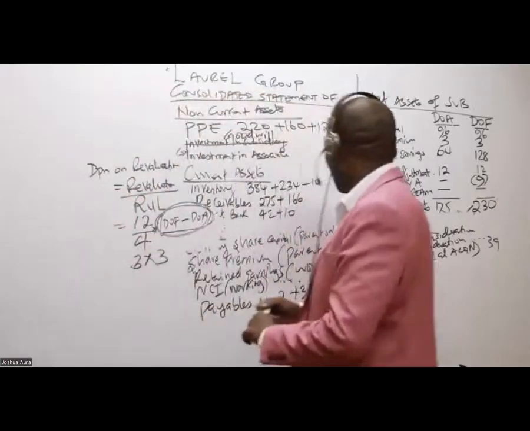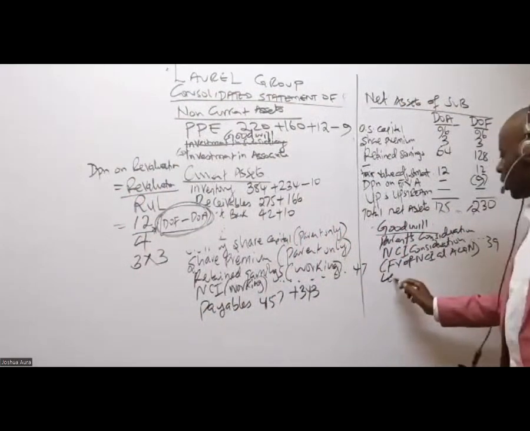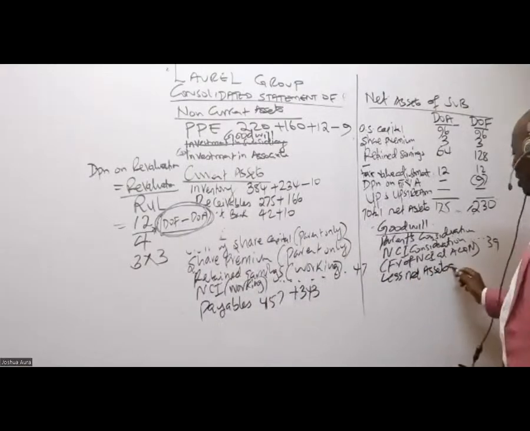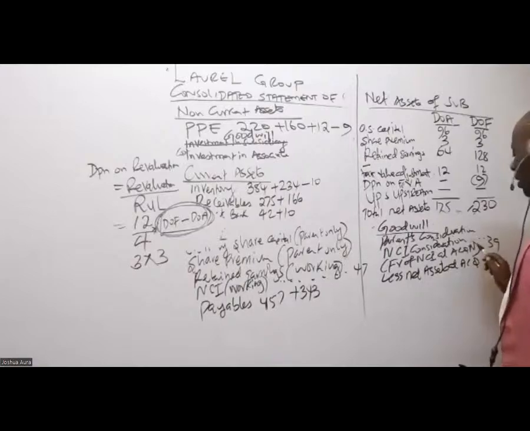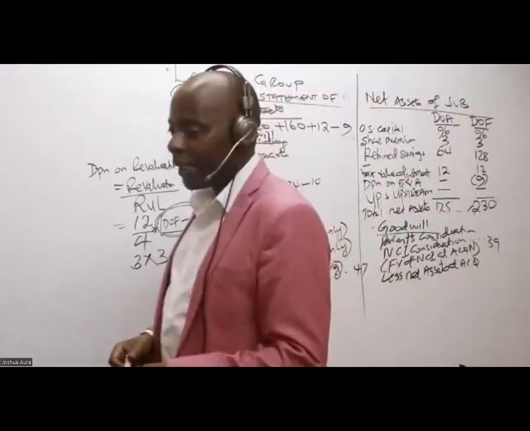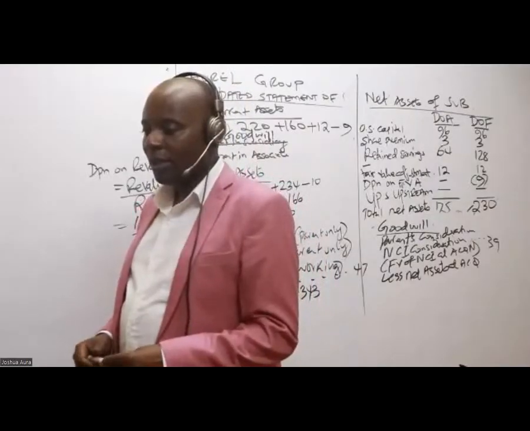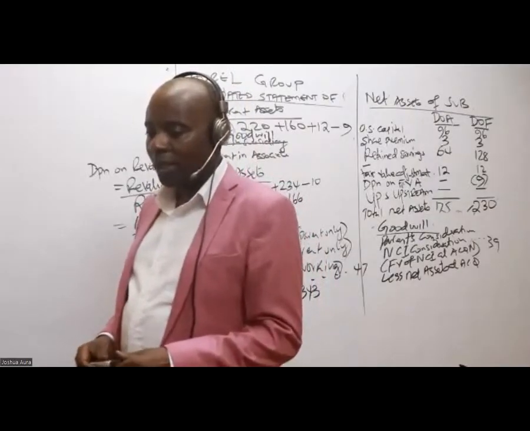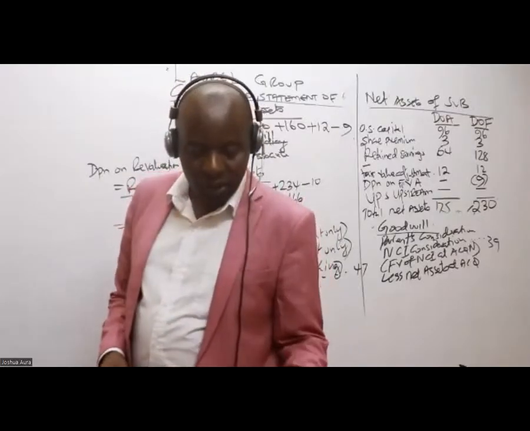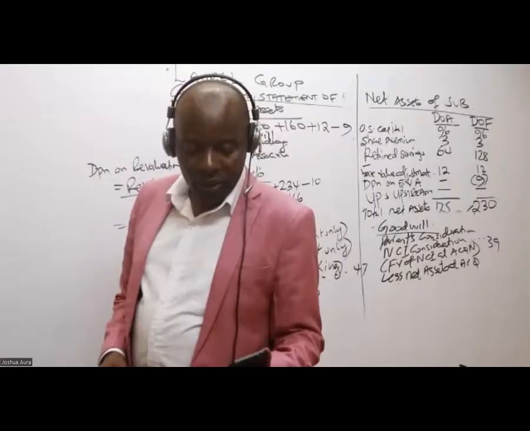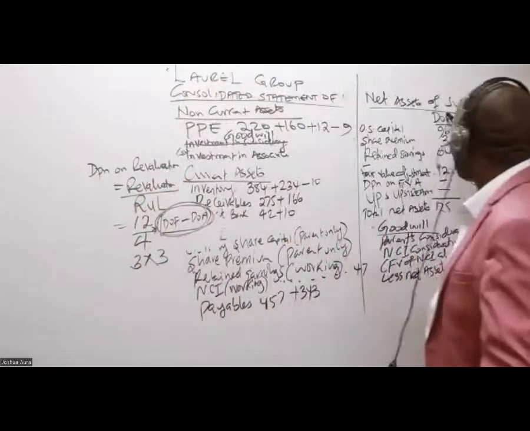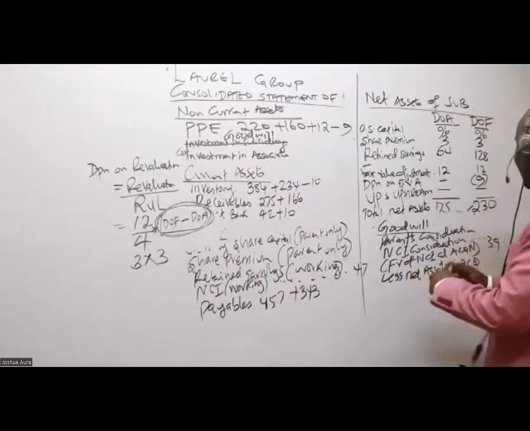And then we'll come under less net assets at acquisition. Is there anybody who is able to remember the net assets at DOA? Net assets at DOA, I'm being given a figure of 175.